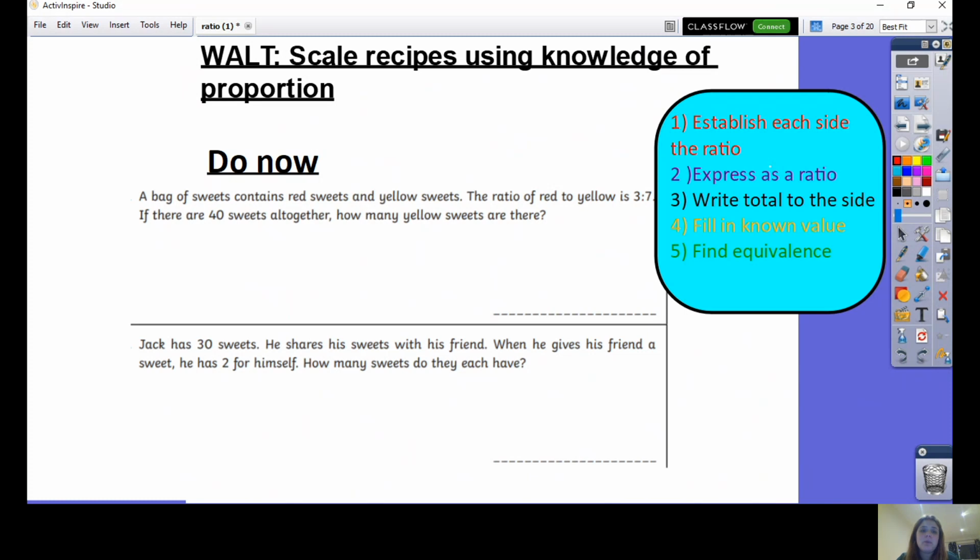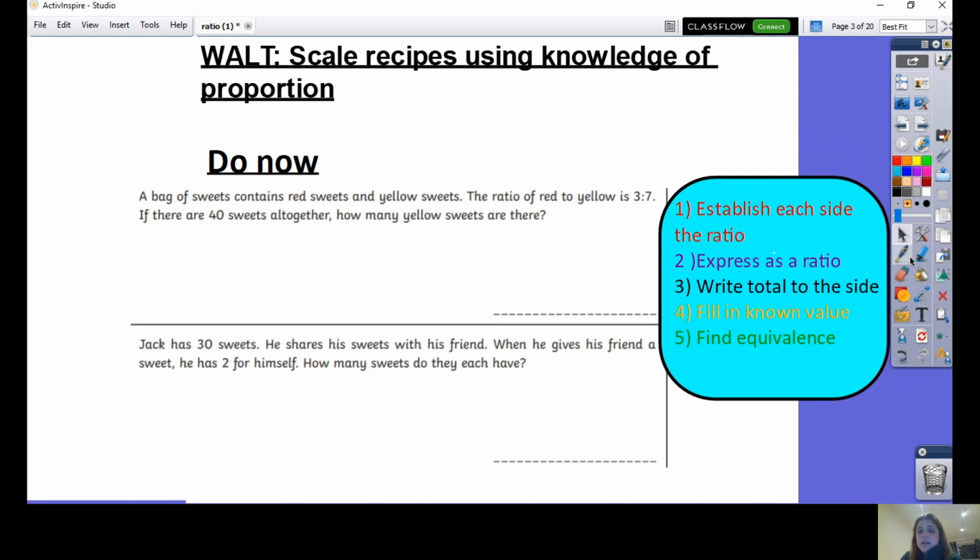Okay, moving on then. For today, our WALT is we are learning to scale recipes using knowledge of proportion. And for your do now, what I'd like you to do is practice these 2 questions from yesterday. So I'm going to go through the steps to success just to remind you of what you need to do.